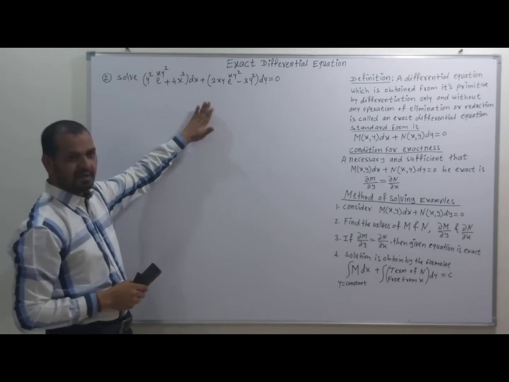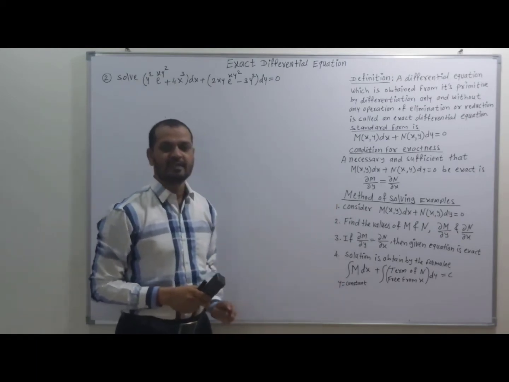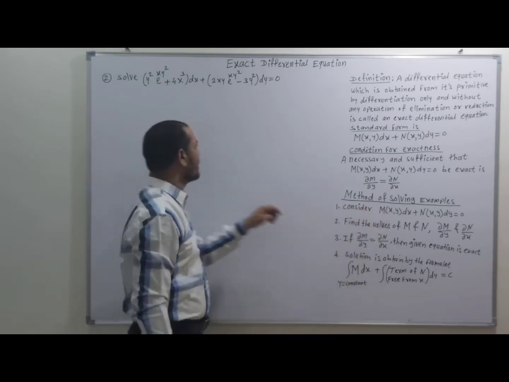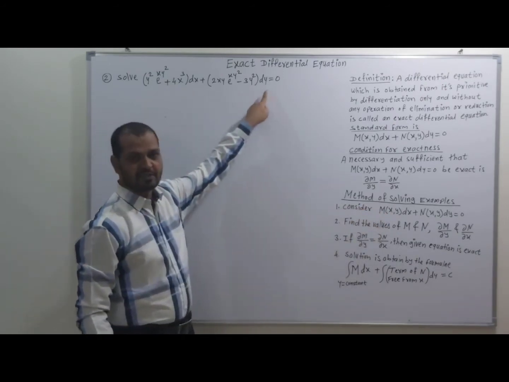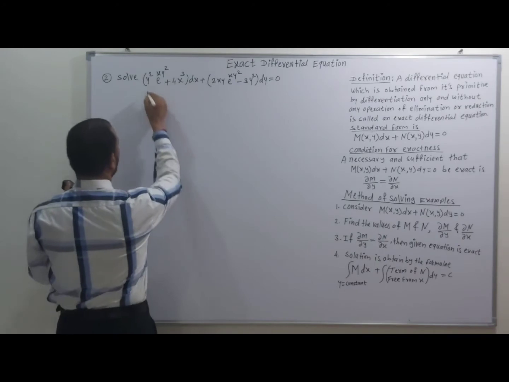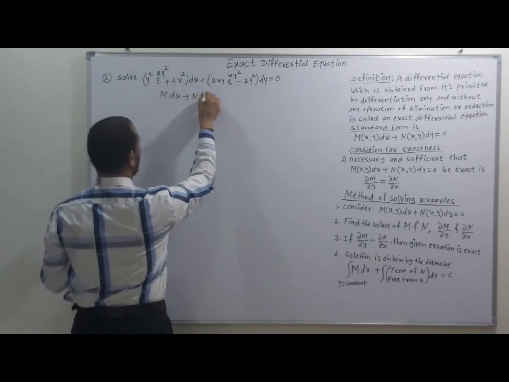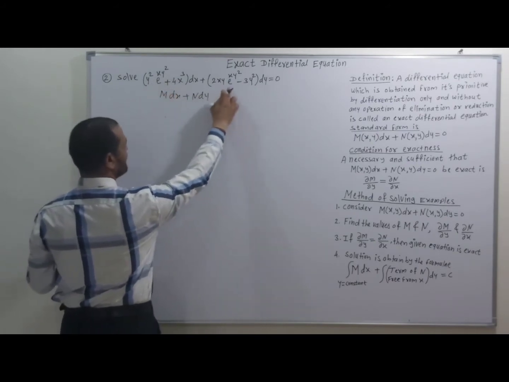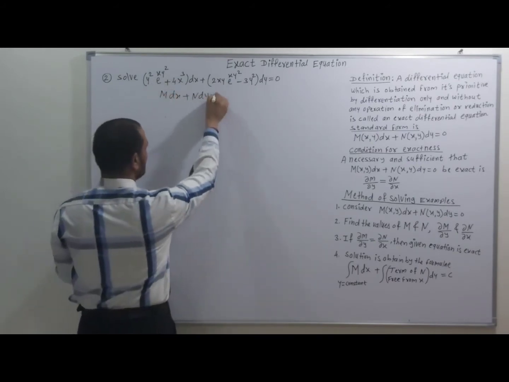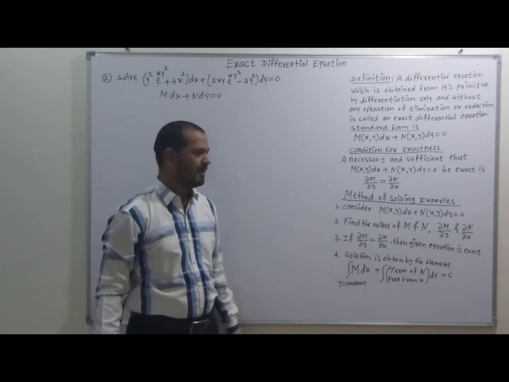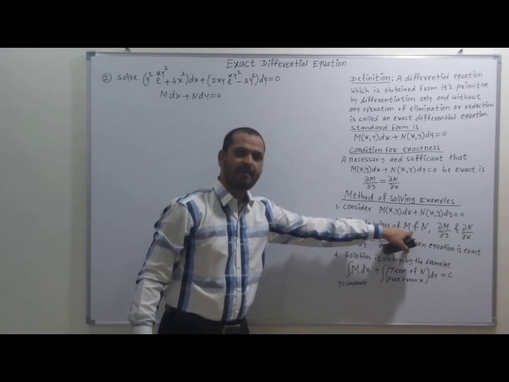So now friends, according to the method of solving this example, the first step is to write the given equation in the standard form. But already this equation is in our standard form. So here this is the value of M dx plus this is N dy, that means this is the value of M and this is the value of N, which is equal to 0. That means step 1 is already available in the given example. Now let's find out the value of M and N.